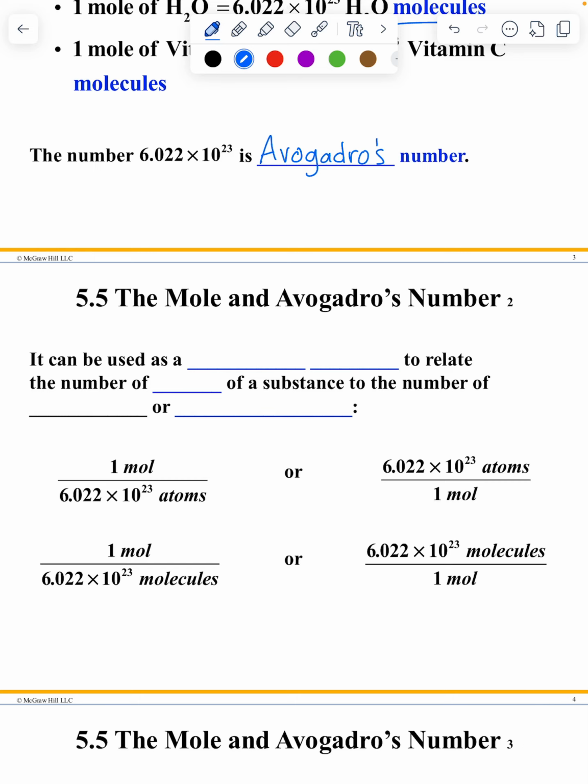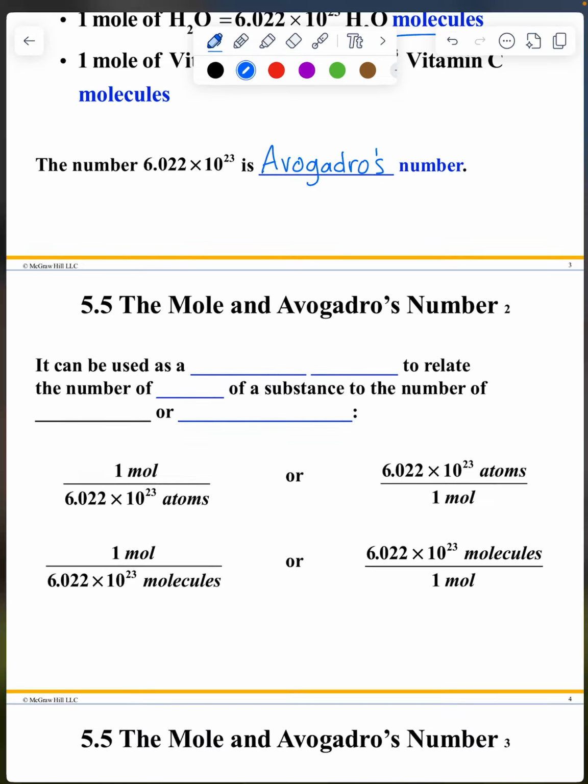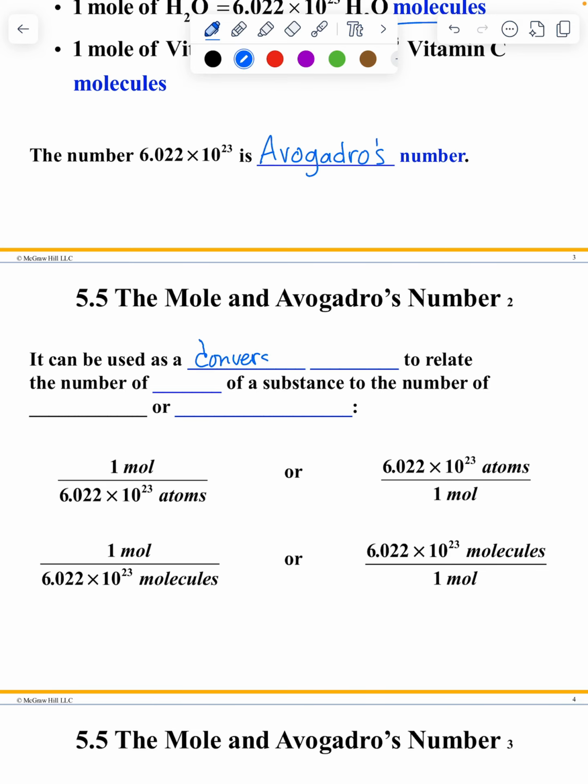So we can use the mole and Avogadro's number as a conversion factor. When we want to convert between one unit and another, we have to have what's called a conversion factor. This allows us to relate the number of moles of a substance to the number of either atoms or molecules, whichever we are trying to change between.